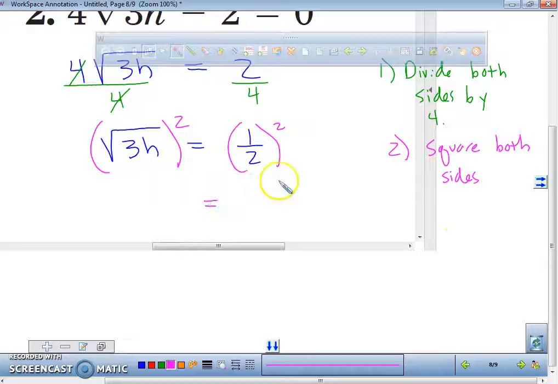Now, a half times a half is simply 1/4. So right here on the right-hand side, you have a 1 over 4. The square root of 3h squared is 3h.